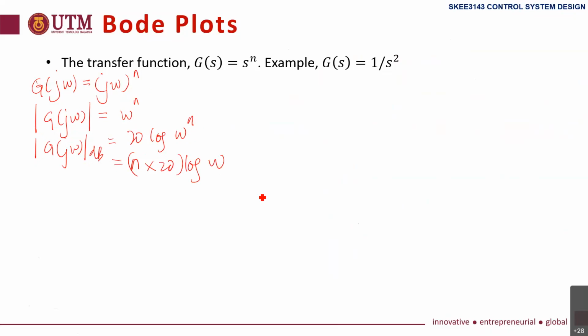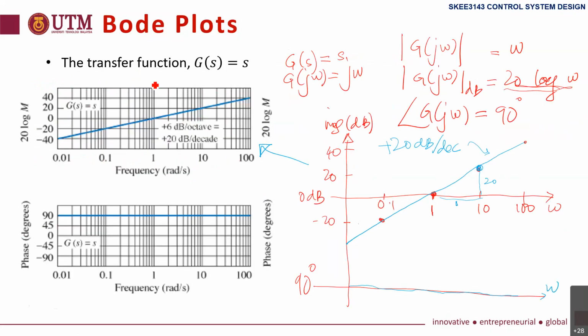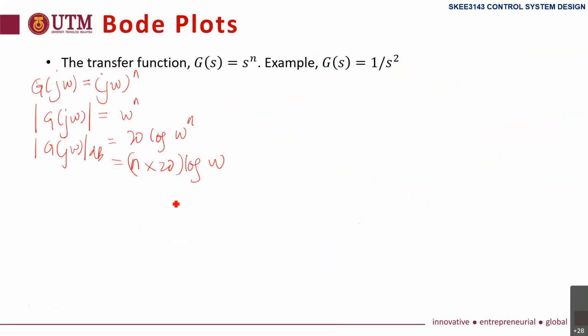Just now n equaled 1. Here what we did is n equal to 1, so it becomes 20 log omega. If n is 2, then 40 log omega. Similarly, the phase angle is n multiplied by 90 degrees. This is the phase angle. Because for 1 omega it is 90, if you have 2, then multiply by 90.